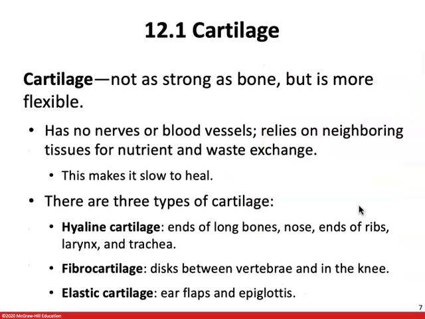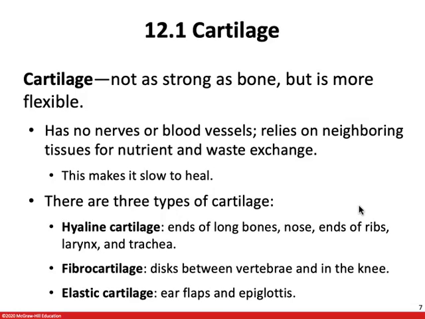So cartilage, we're going to kind of break down the different components. We've talked about bone and its structure. Now we're going to talk a little bit about cartilage. Cartilage is not going to be quite as strong as bone, but it's going to be much more flexible. It's going to consist of a matrix that contains collagen and elastic fibers. That's the matrix.